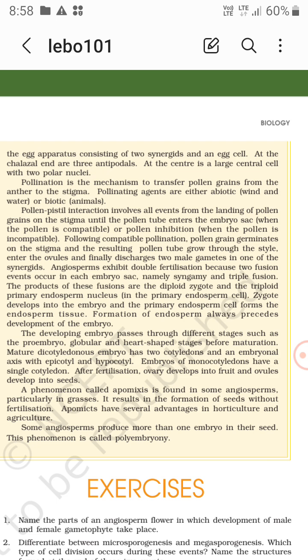So following compatible pollination, the pollen grain germinates on the stigma and the resulting pollen tube grows through the style, enters the ovules and finally discharges two male gametes in one of the synergids.